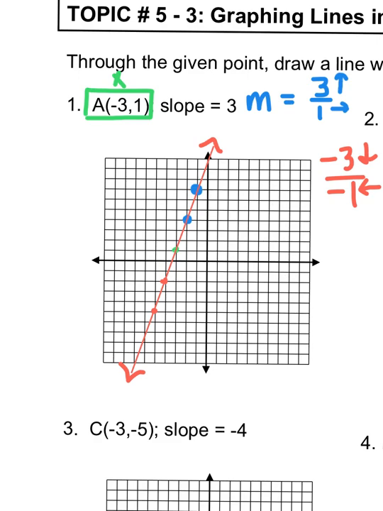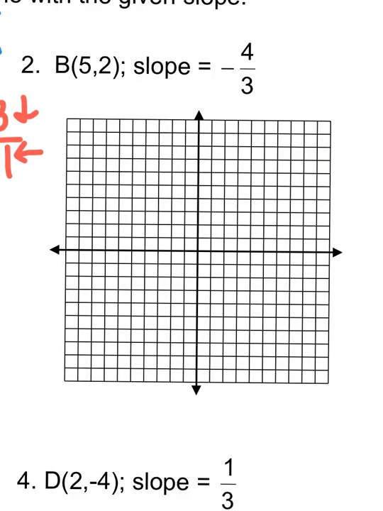Let's move on to number 2. On number 2, we'll start with the point 5, 2. So we'll go right 5 and up 2. There's our point B. That is where we start. Now let's look at the slope.